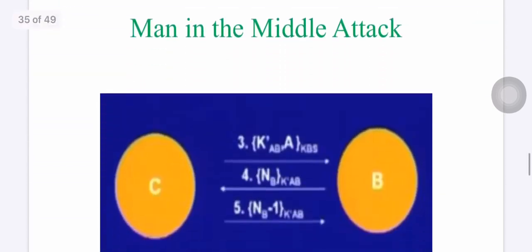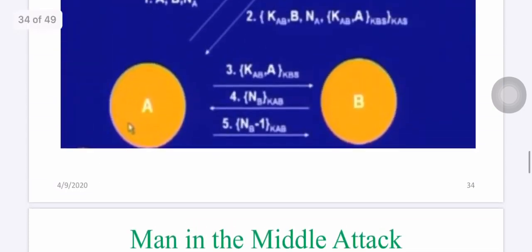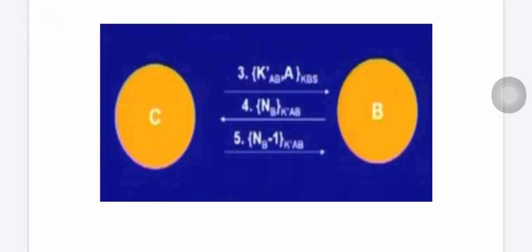What is the major pitfall here? The major pitfall of this mechanism is that there can be a man-in-the-middle attack. Let us see how exactly it works. Let us denote the attacker as C. Steps 1 and 2 will be the same. The first request is sent to the server by A, and the server sends back the reply to A. Once steps 1 and 2 are performed, the attacker will send a request to B.